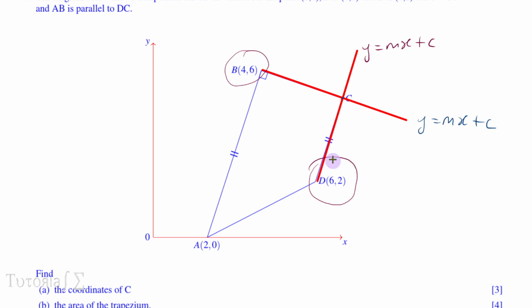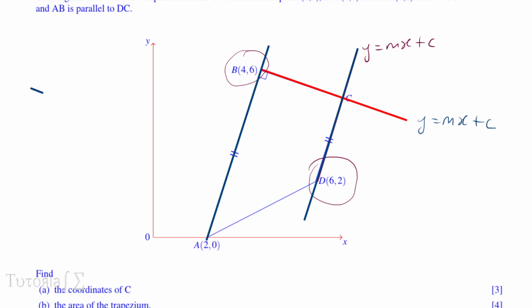Same applies here. Since this line is parallel to this one, meaning that they have the same gradient, this line and this line have the same gradient. So if we find the gradient of this line, we have found the gradient of this line. So let's find the gradient of this line. We have 2 points there, so it's easy.